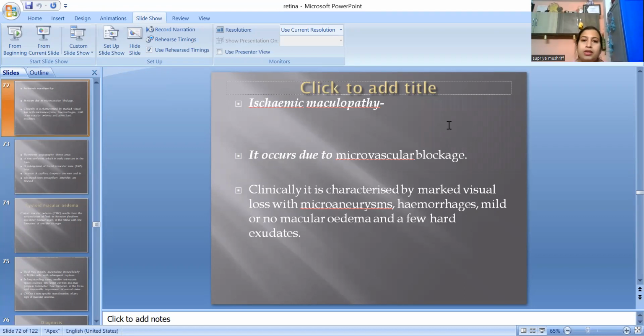Now, ischemic maculopathy occurs due to microvascular blockage and has a worse prognosis as compared to other focal and diffuse maculopathy of diabetic retinopathy. Clinically, it is characterized by marked visual loss with macular aneurysms, hemorrhages, mild or no macular edema, and few hard exudates.